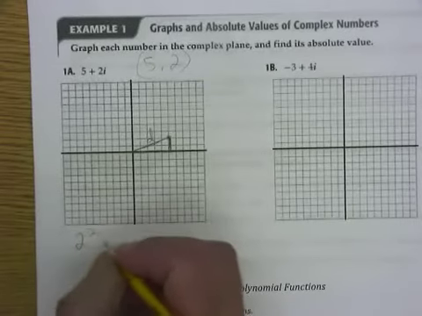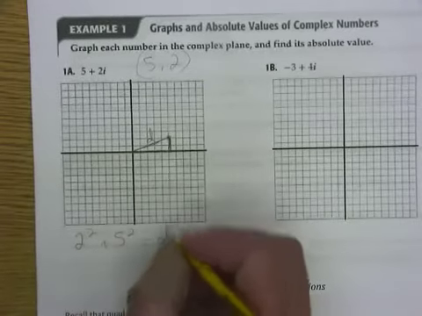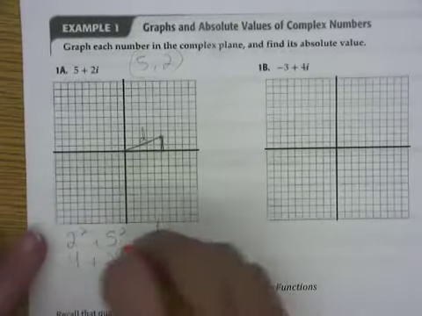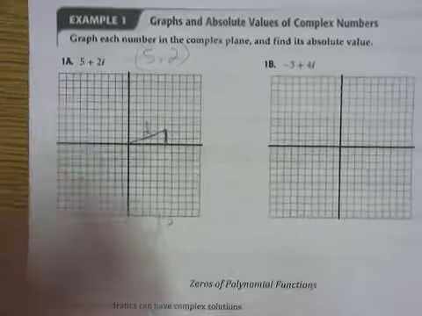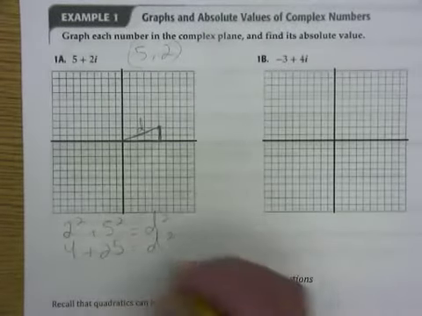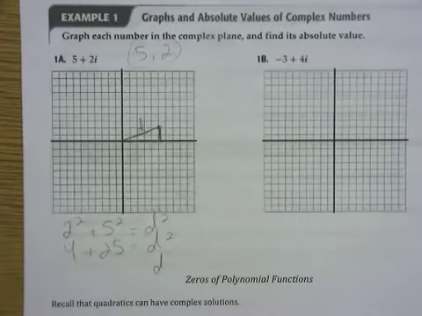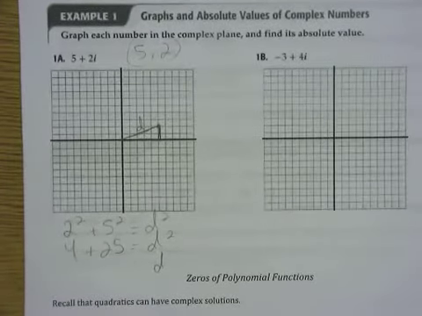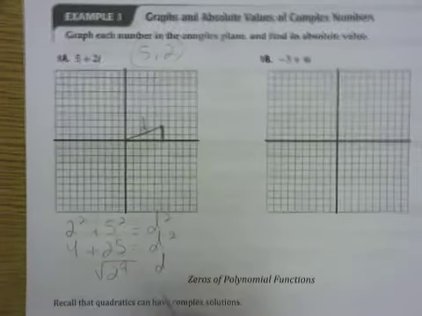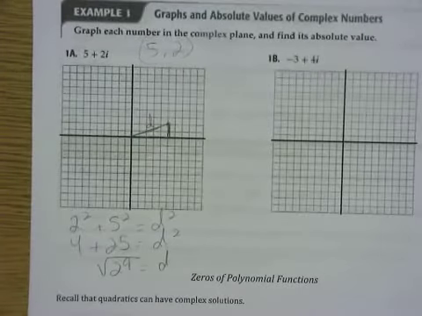So, 2 squared plus 5 squared equals d squared. 4 plus 25, I'm getting ahead of myself. So since 4 plus 25 is 29, and I know I'm going to take the square root of both sides, d equals the square root of 29.